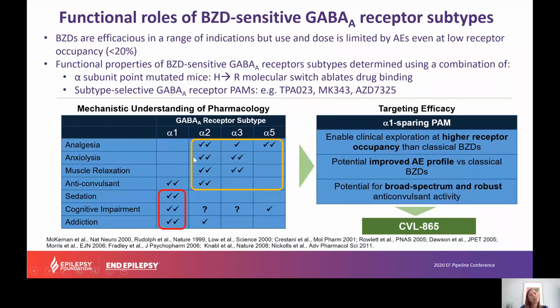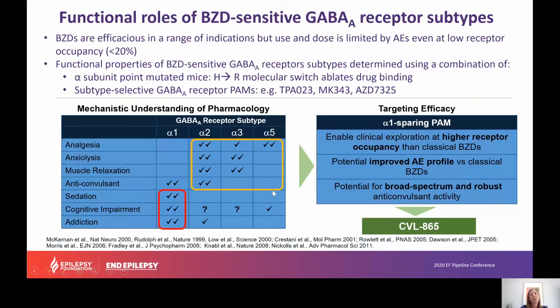For example, the anticonvulsant effects of benzodiazepines have been attributed in part to alpha 1 subunits. However, those alpha 1 subunit containing receptors have also been shown to be responsible for many of the undesired effects of benzodiazepines, including sedation, cognitive impairment, and addiction. The alpha 2 subunits have been shown to be responsible in part for the anticonvulsant activity of benzodiazepines, but also some of the other desired properties, such as analgesia and anxiolysis.